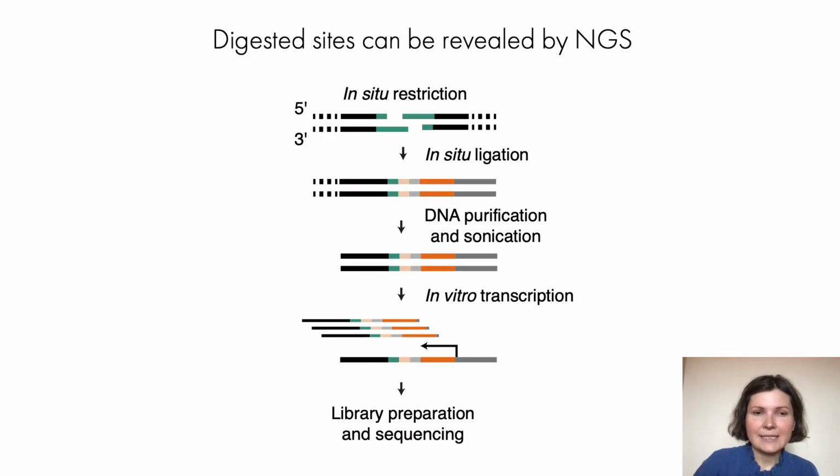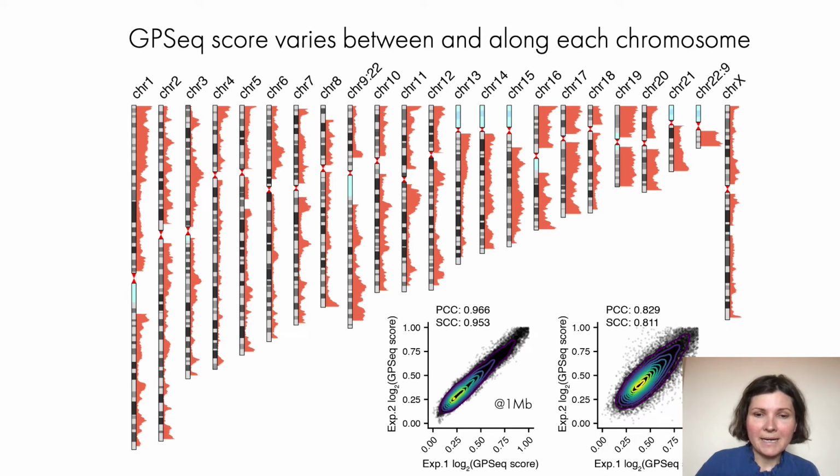Now, if instead of ligating a Y-shaped linker, we ligate a linker that supports sequencing, we can generate sequencing libraries from these individual time points. And when we combine the sequencing data all together, we generate for each locus a so-called GPseq score that tells us about its radial location, how distant it is from the nuclear periphery or the nuclear center.